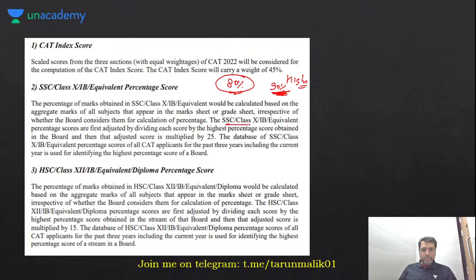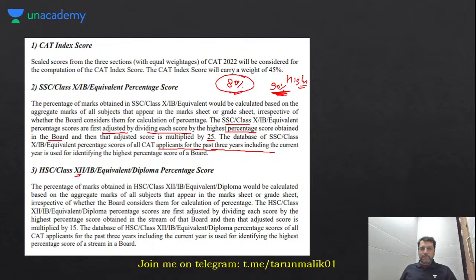Look at this. The SSC class 10th equivalent percentage was first adjusted by dividing each score by the highest percentage obtained in your particular board, and then multiplied by 25. That gives you 25%. So there is no tension about whether your board was tough or easy, it does not matter. Whoever got the highest in your board, your score will be calculated in comparison to that. For that they use 3 years of data. They definitely have the last 3 years of data for that particular board, so comparing with that you will get a score.